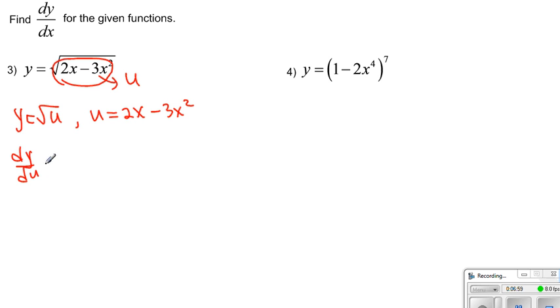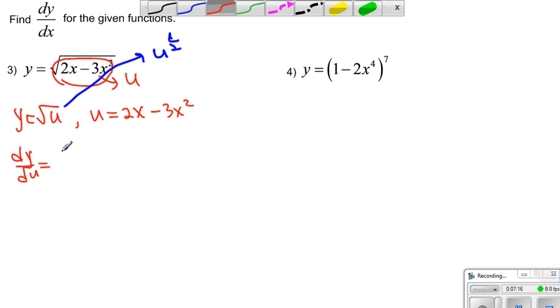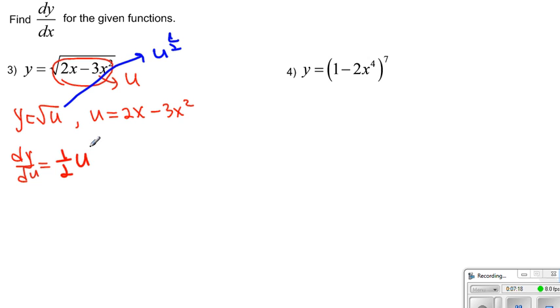dy over du. That will be, because this portion is equal to u to the 1/2 power, 1/2 comes out, then u to the negative 1/2 power. Right? That's basically what we end up getting. And how about du over dx? It becomes, here 2x becomes 2, and then minus 6x. That's what we end up getting.